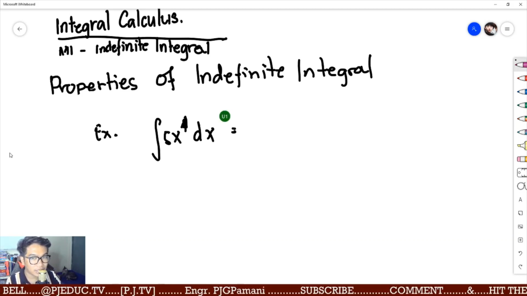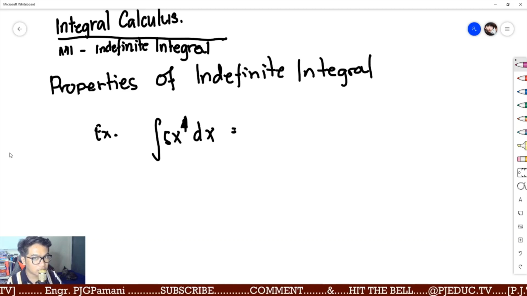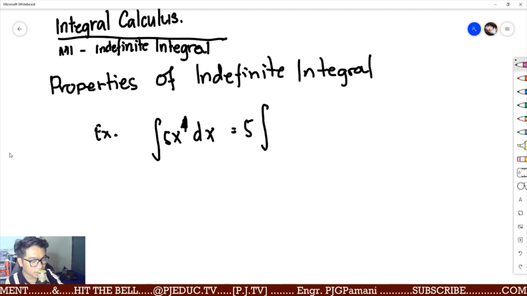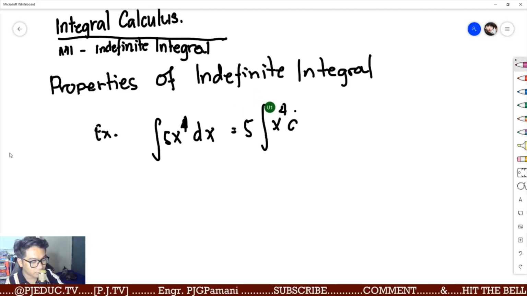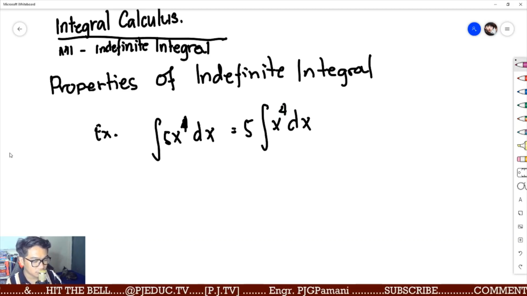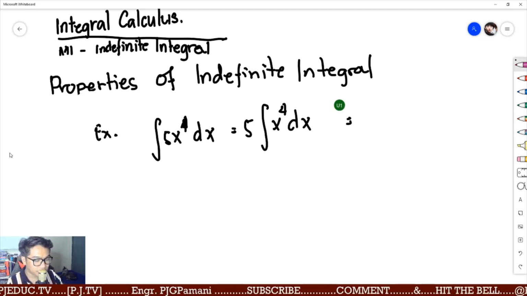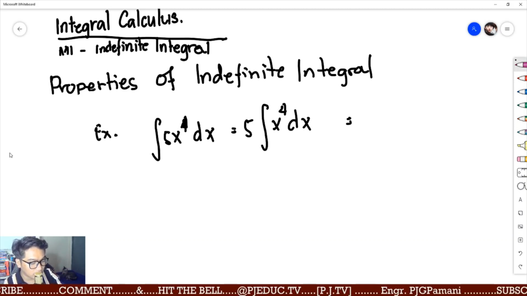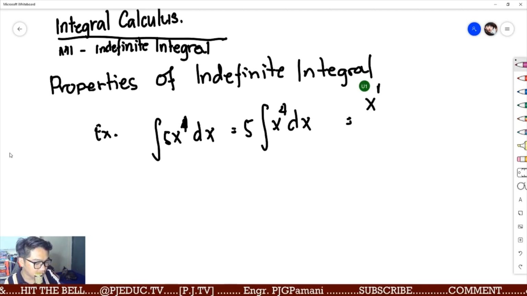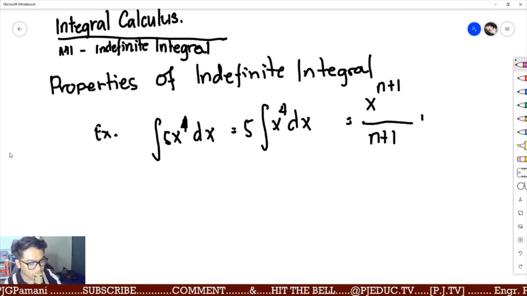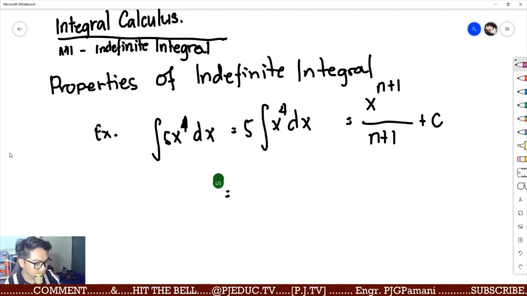Mapapansin niyo sa ating term or sa ating integrand, meron bang constant sa ating integrand? That is your number 5. Extract natin si number 5. Para mas madali, ang i-integrate na lang natin is si x to the 4th dx. Okay? But in this, sabi ko nga, reverse yung ating gagawin. Therefore, yung magiging exponent natin, kailangan nating dagdagan ng isa. So let's just say, this is now x to the n plus 1 over n plus 1. Then plus your constant. Meron na tayo ng 5.